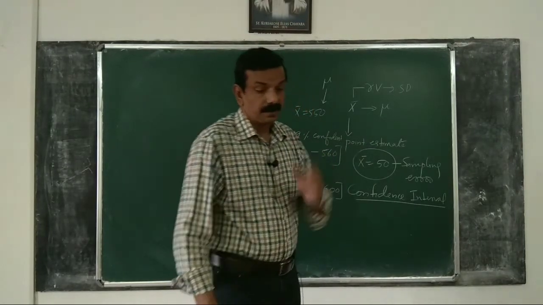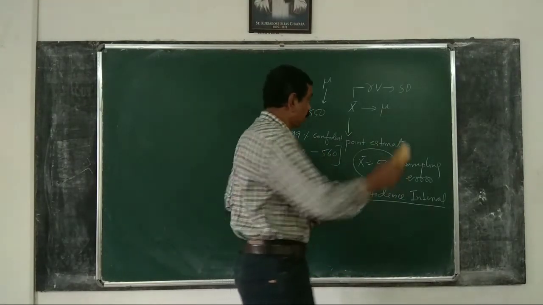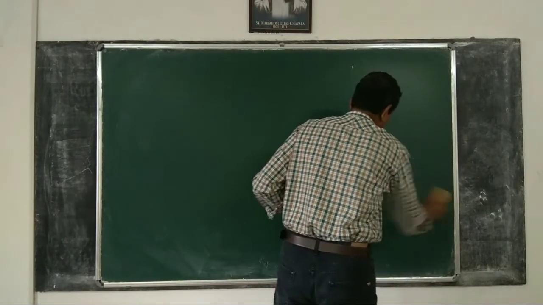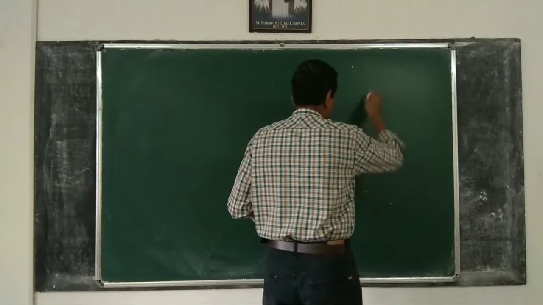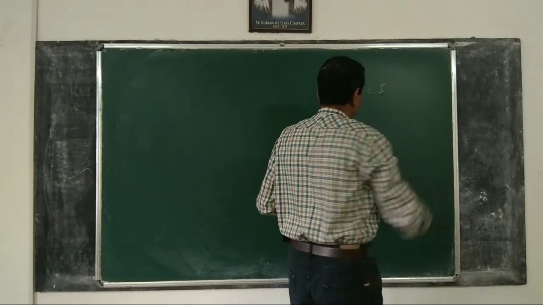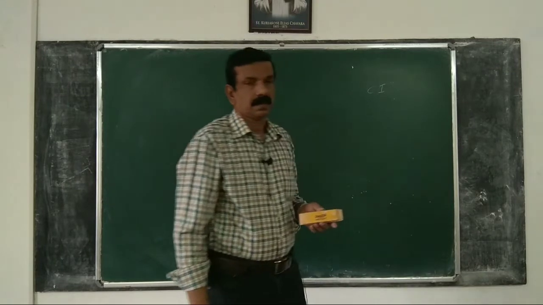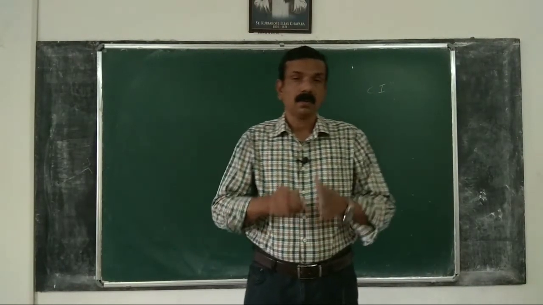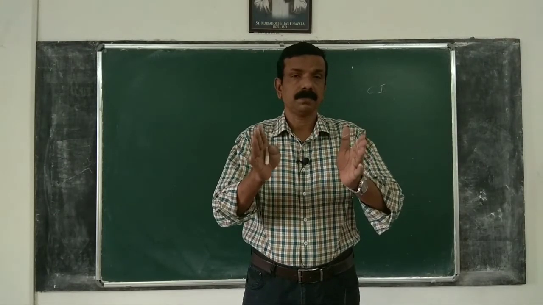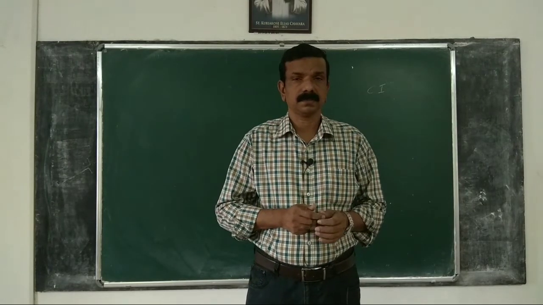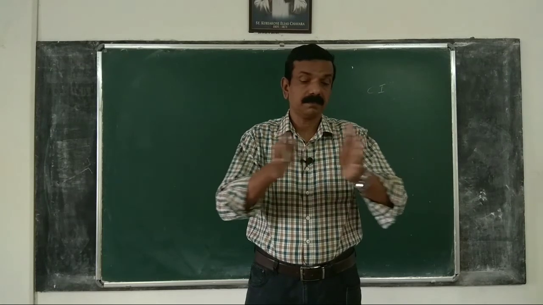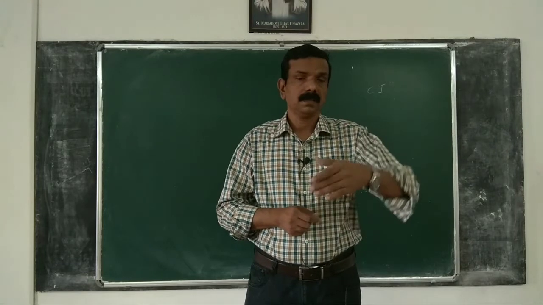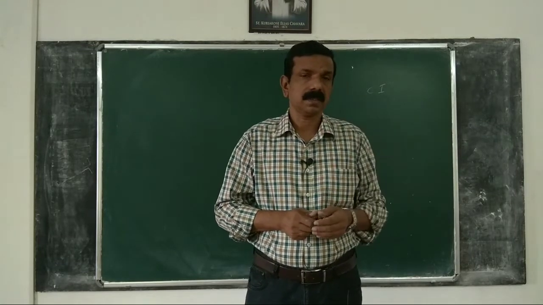So we define two quantities. One is the confidence interval, and confidence interval is an interval of numbers obtained from a point estimate of a parameter. And we will see how this confidence interval is constructed.